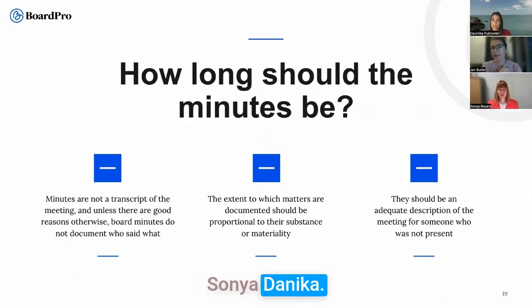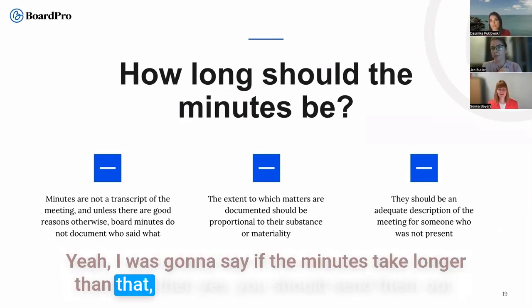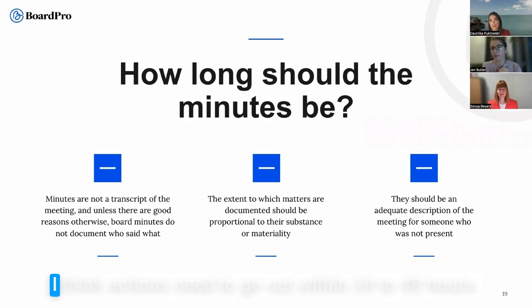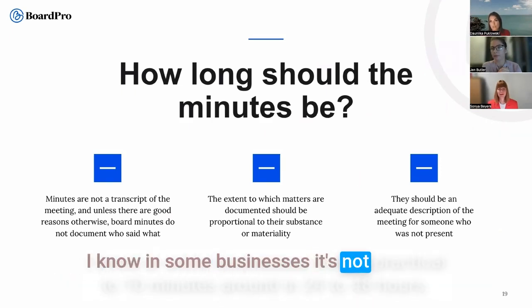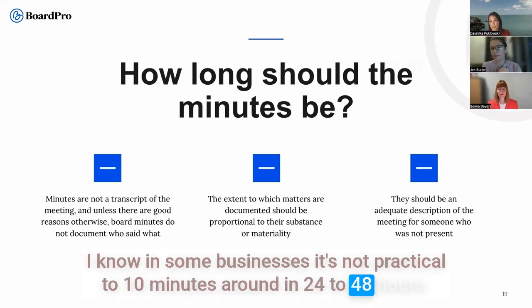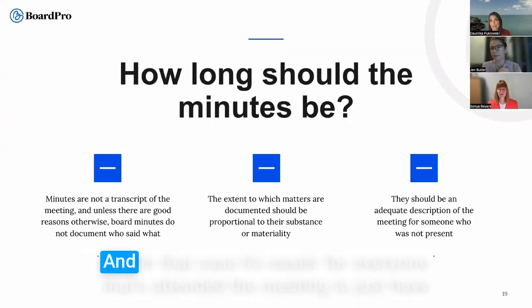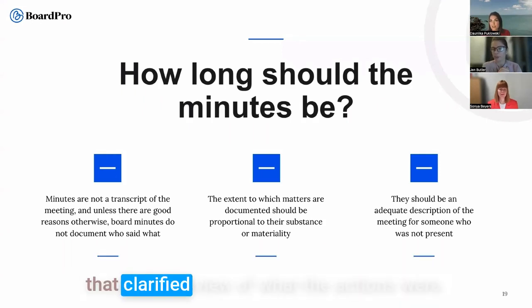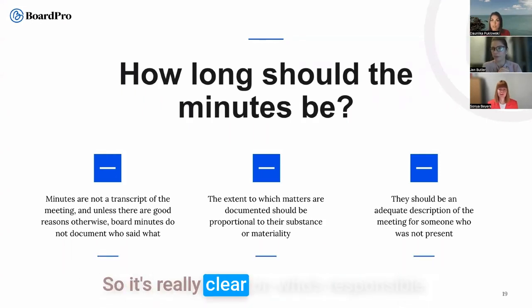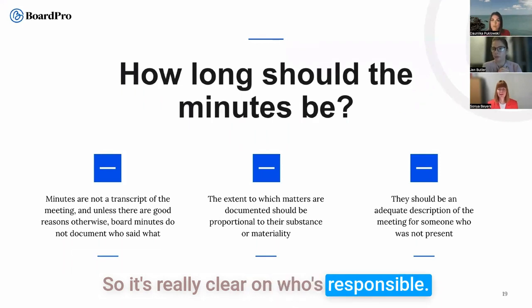Sonia, Danica? Yeah, I was going to say, if the minutes take longer than that, then yes, you should send them out. I think actions need to go out within 24 to 48 hours. I know in some businesses, it's not practical to turn minutes around in 24 to 48 hours. They might go out a week later. And in that case, it's easier for everyone that's attended the meeting to just have that clarified view of what the actions were. So it's really clear on who's responsible.